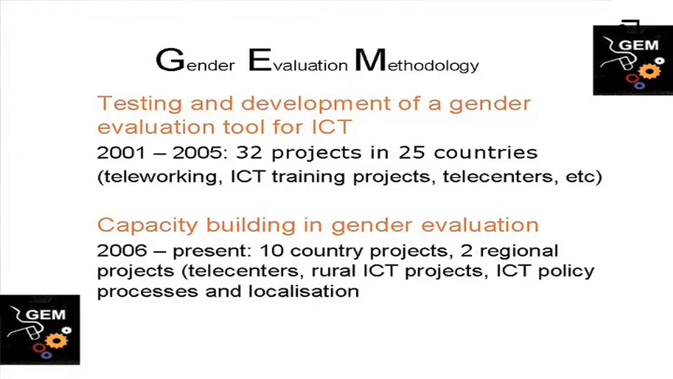And we're presently working with 10 country projects, so a smaller number, and 2 regional projects. And the reason why it's smaller is it's much more involved. What we're doing, in fact, is building capacity around gender evaluation. And we're focusing on these 4 areas: telecentros, rural ICT projects, ICT policy projects, and localization.